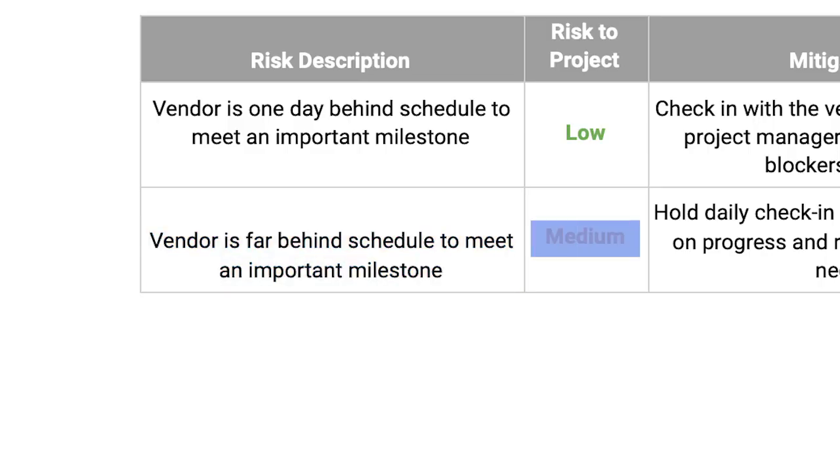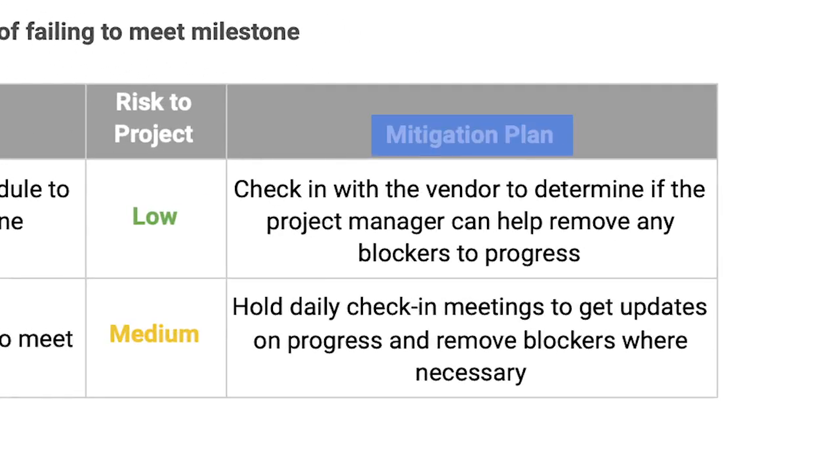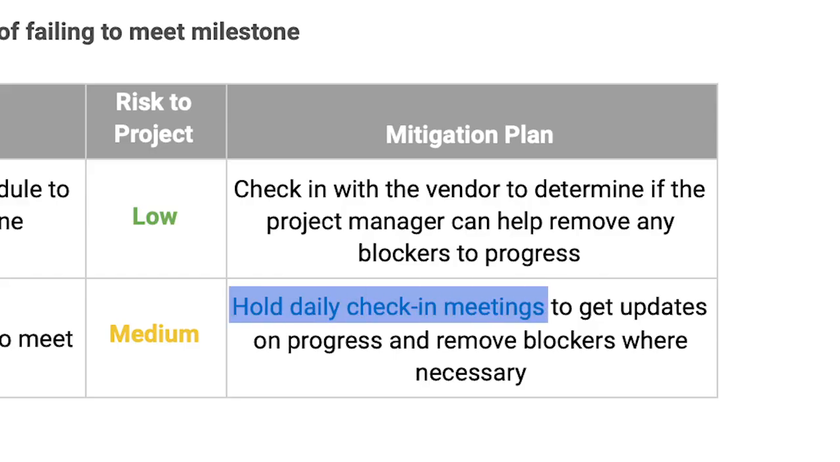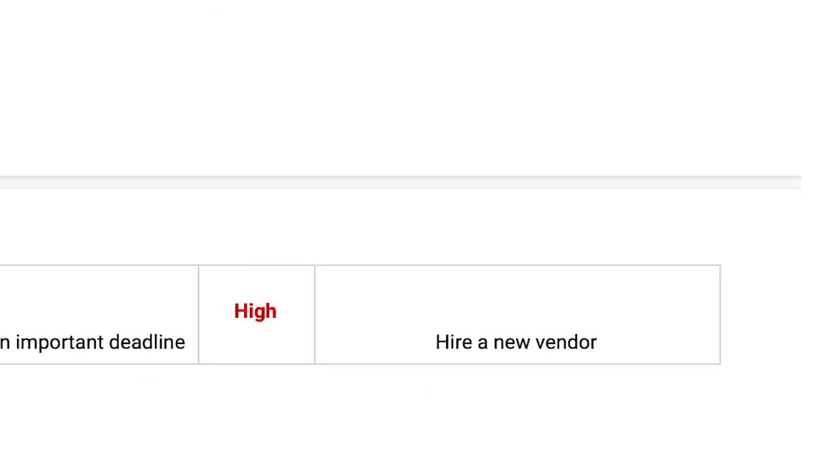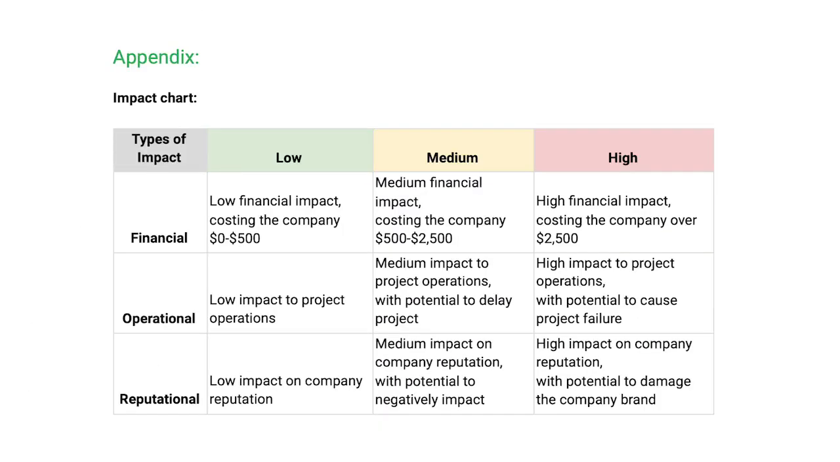We've given this risk a medium inherent risk rating. Remember that inherent risk is the measure of a risk calculated by its probability and impact. A mitigation plan has also been included for this risk, which is to hold daily meetings with the vendor to help them stay on task. Down in the appendix of the document, you'll find the probability and impact charts, as well as the probability and impact matrix that we use to assess our risks.